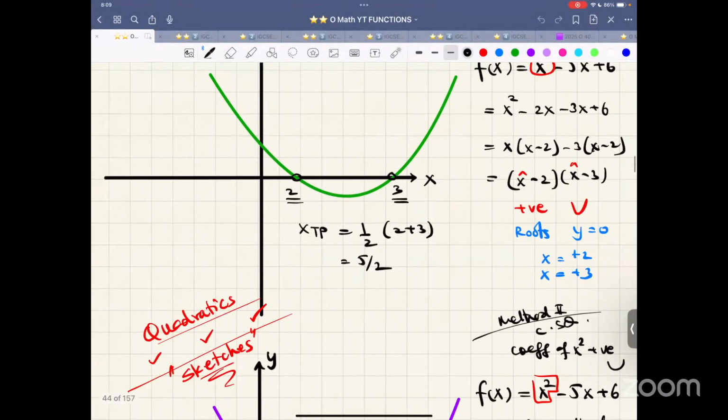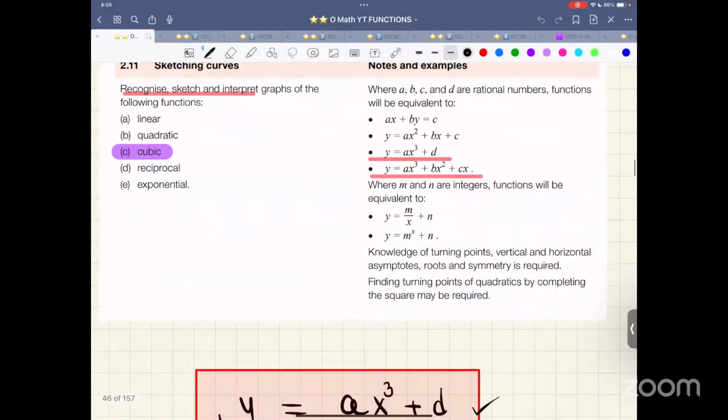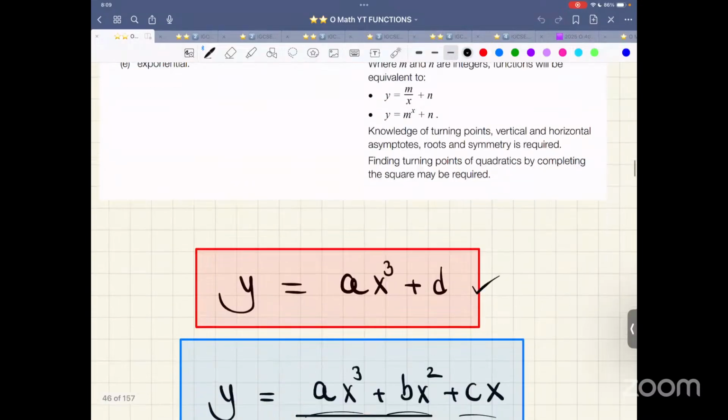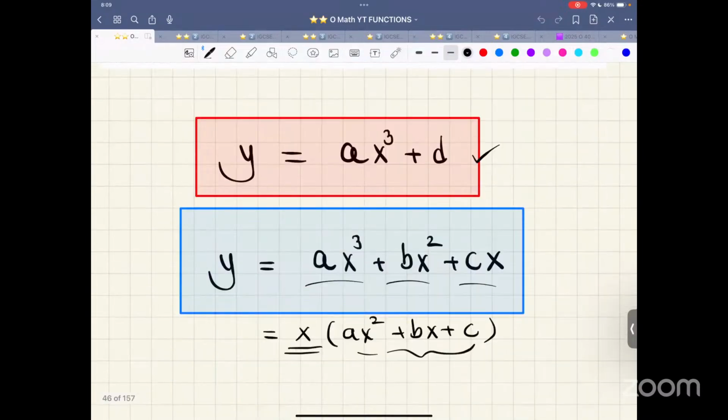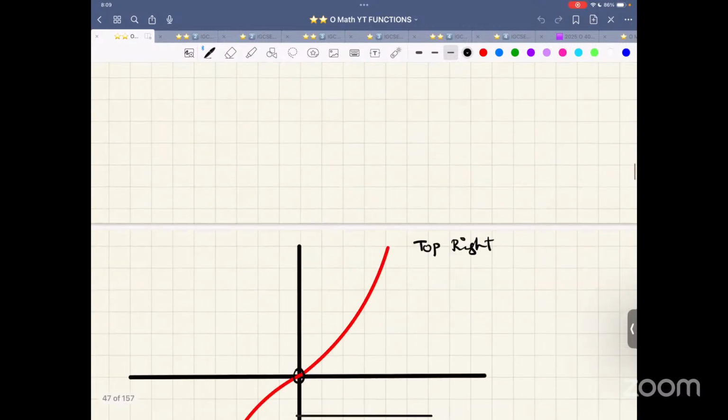So these 3 forms were discussed. Today, I uploaded sketching cubic functions. Now they are more geared towards A level. So they are focusing on these 2 types of cubic functions. Very, very important. Understand the basics of it.